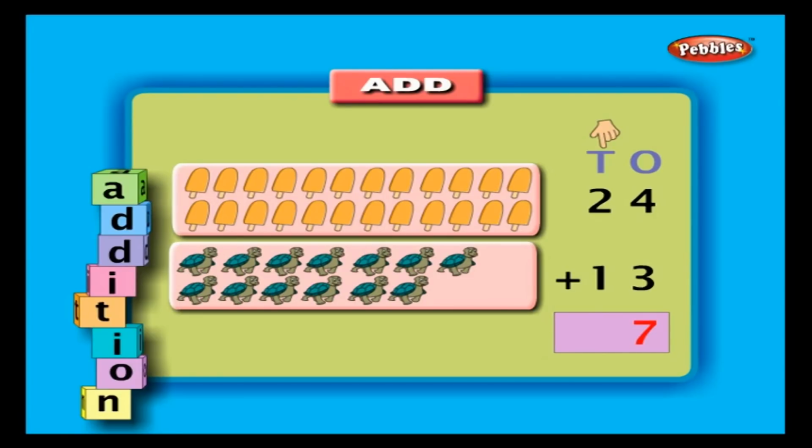Now add the tens column. 2 plus 1 is 3. Write 3 below the tens column. So, the answer is 24 plus 13, which is equal to 37.